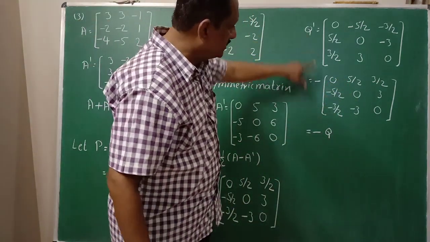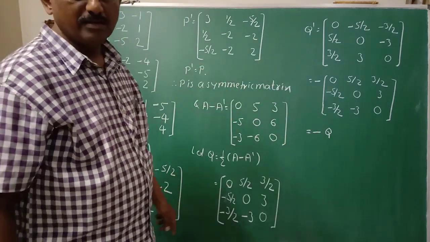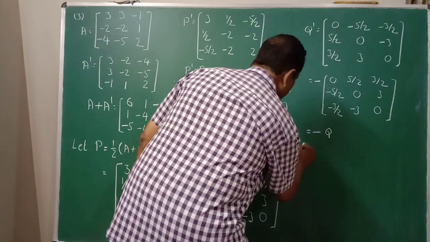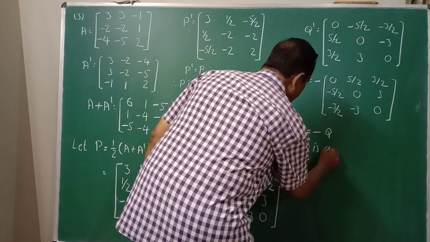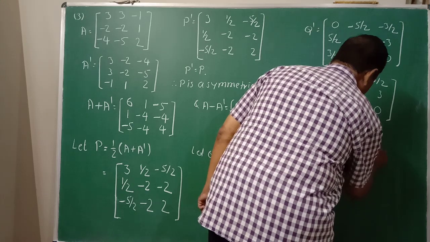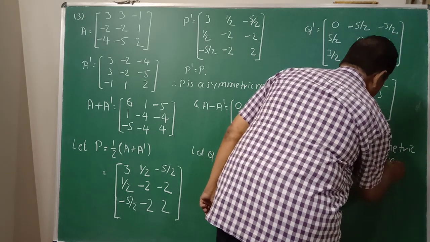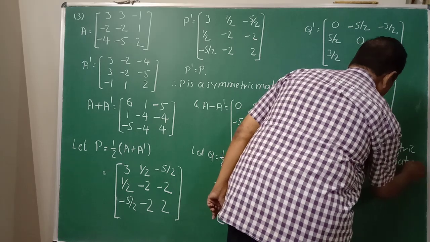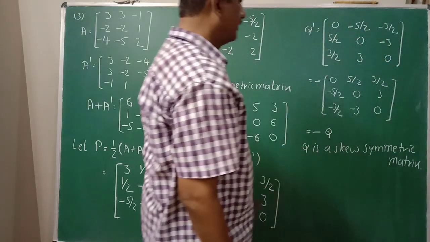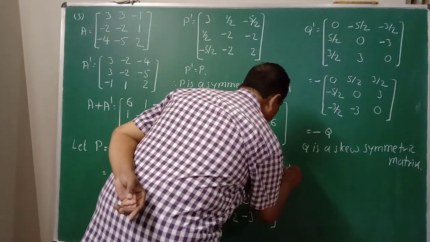Hence Q dash is equal to minus Q. By definition, Q is what here? Skew symmetric matrix. Therefore, Q is a skew symmetric matrix. So Q is a skew symmetric matrix. Now you add it here. So P plus Q.